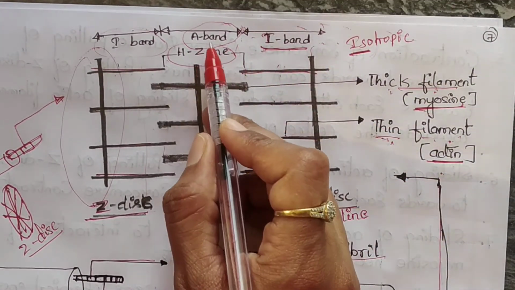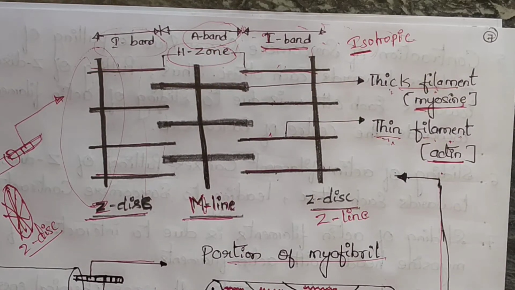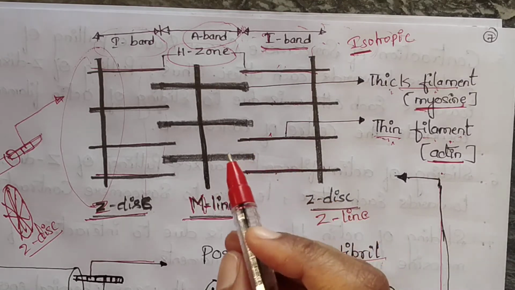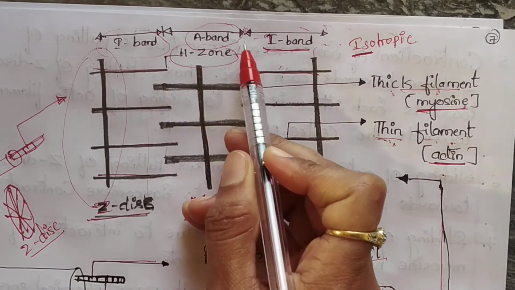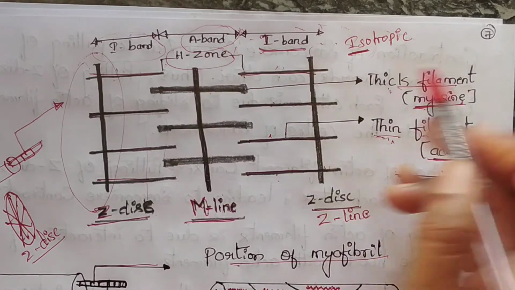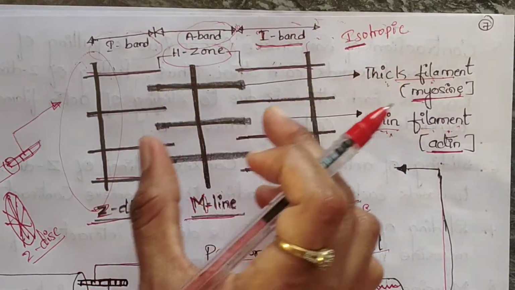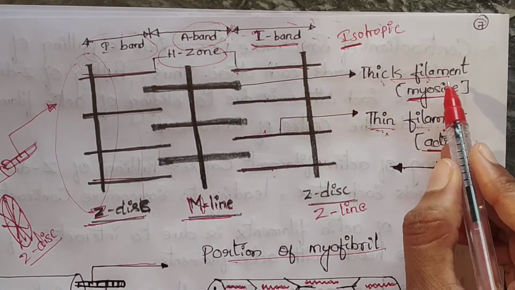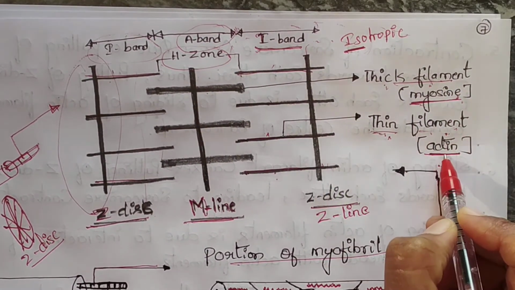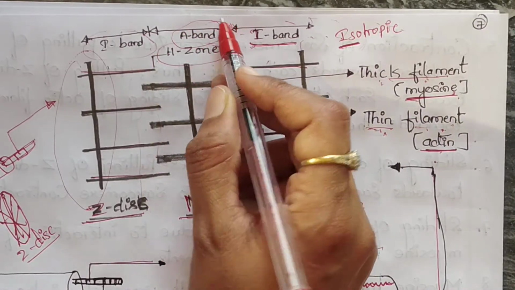Next, moving on to the A band. The A band is called the anisotropic band. You can guess why it is called anisotropic, because polarized light passes through this region with variable velocity, and it is a darker band. It is the central band. The A band contains both thick filaments and thin filaments, which means it contains myosin filaments and actin filaments. That region actually forms the A band.